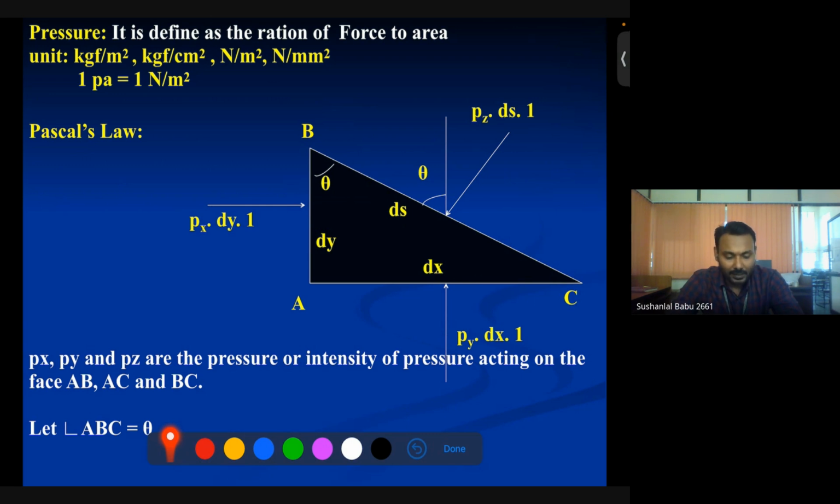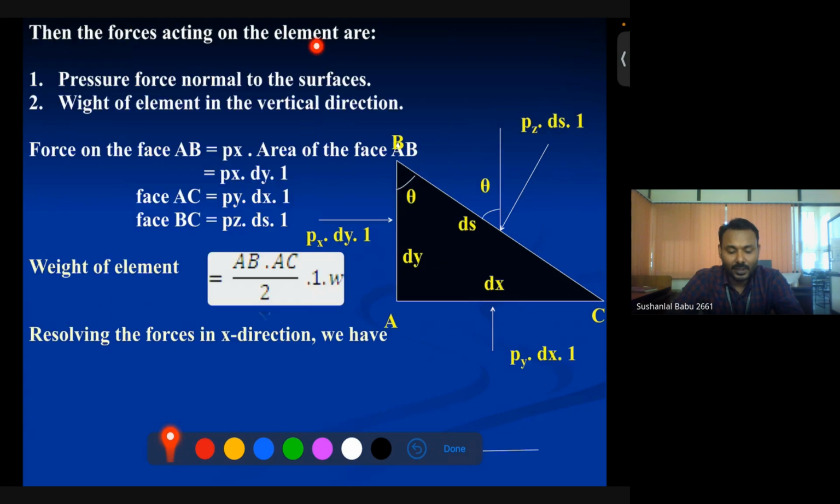Go to the next slide. The forces acting on the element are the pressure force normal to the surface and the weight of the element in the vertical direction. These are the two forces acting on the wedge element.